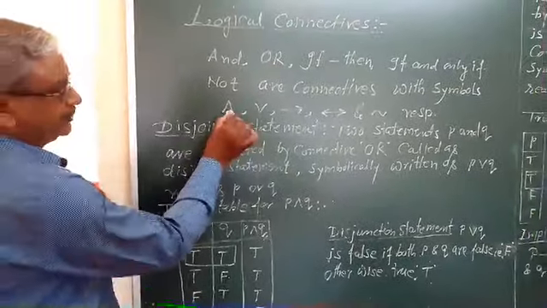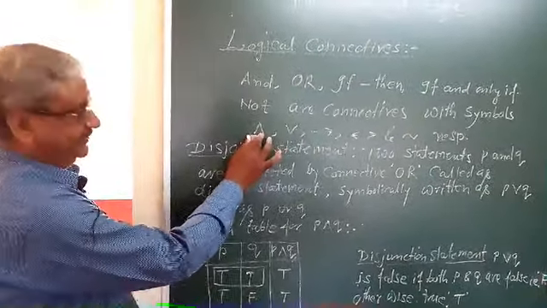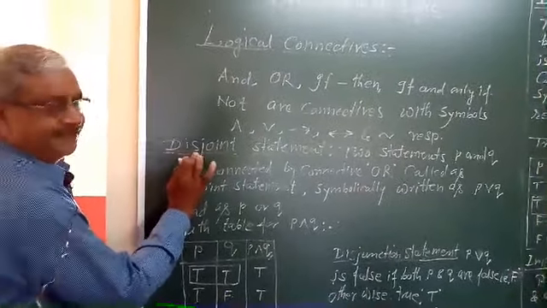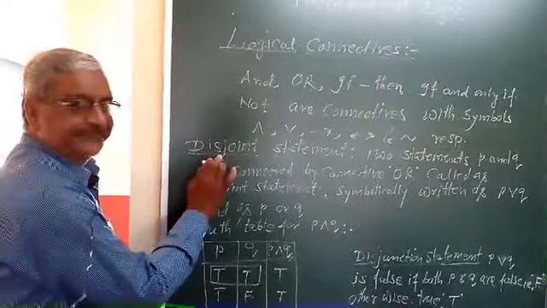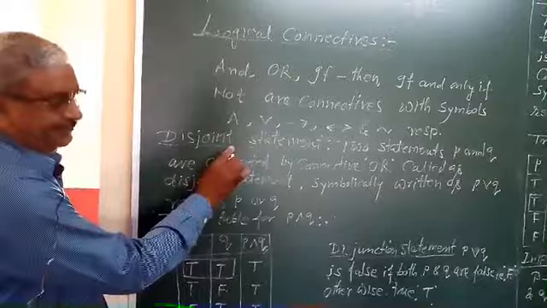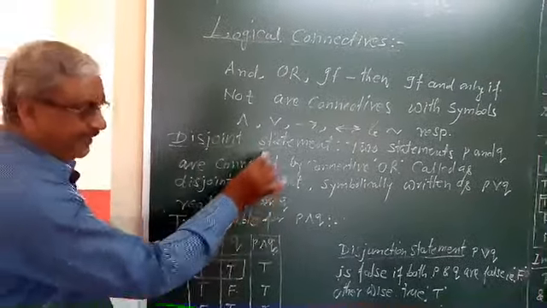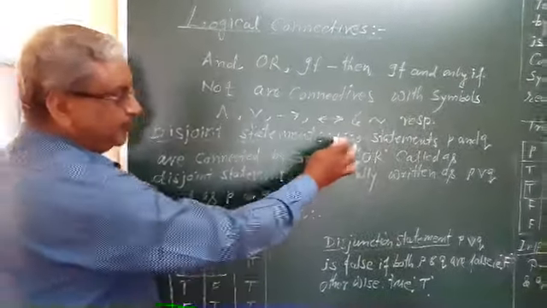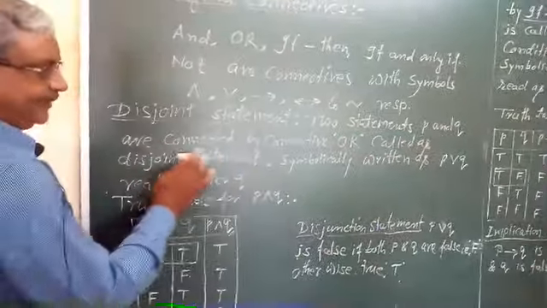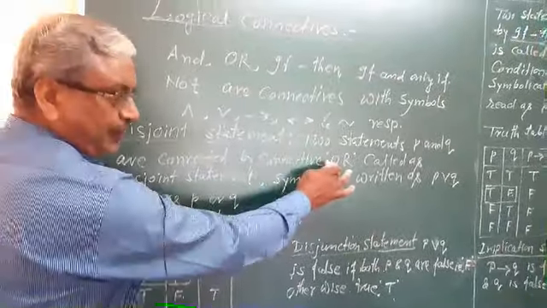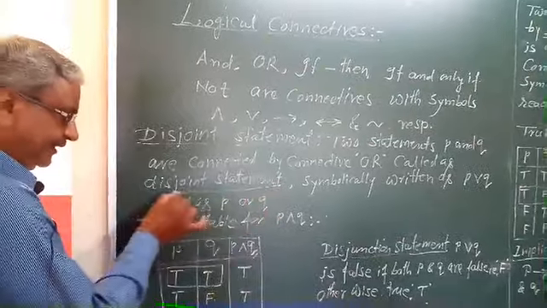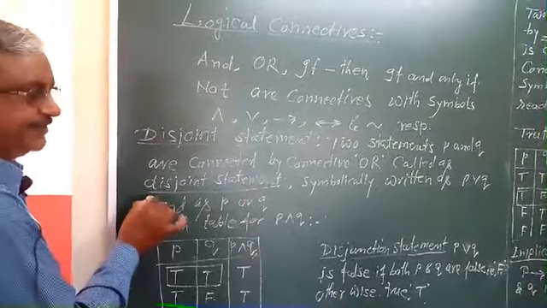Now we want to use these connectives in the different statements. And last time we have seen the conjunction statement. Now here we explain the disjunction statement. What is meant by disjunction statement? First of all, we define in short: two statements P and Q connected by the connective or are called a disjunction statement. This is your definition for the disjunction statement.